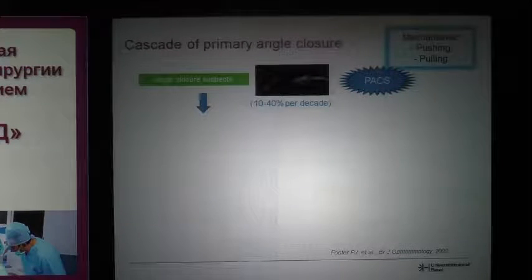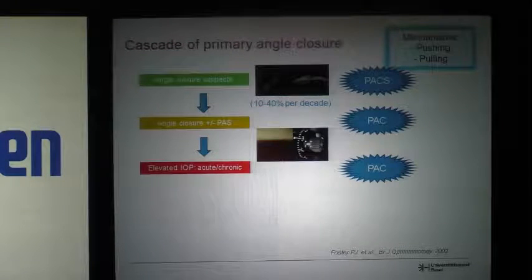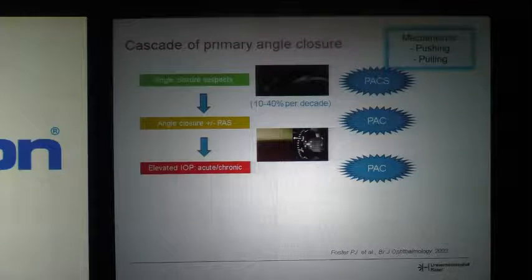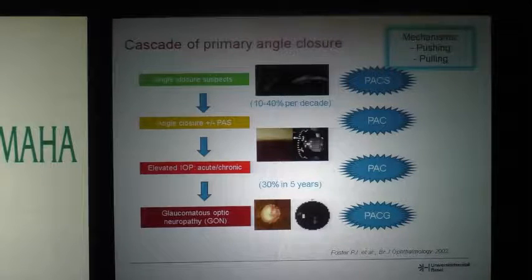So the natural history of primary angle closure, or the cascade, is that about 10 to 40% per decade develop from suspect to manifest angle closure, either having peripheral anterior synechiae or acute or chronic elevated IOP, and within 5 years of those, 30% developed glaucomatous optic neuropathy.